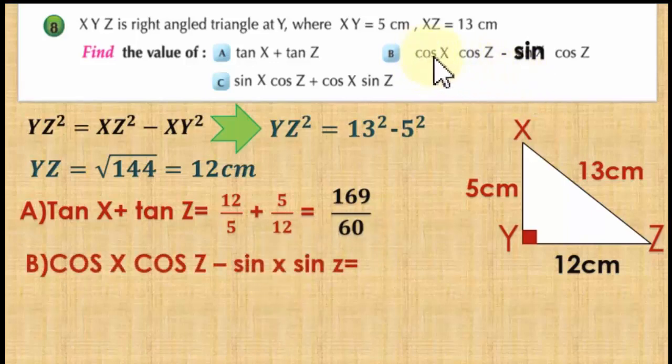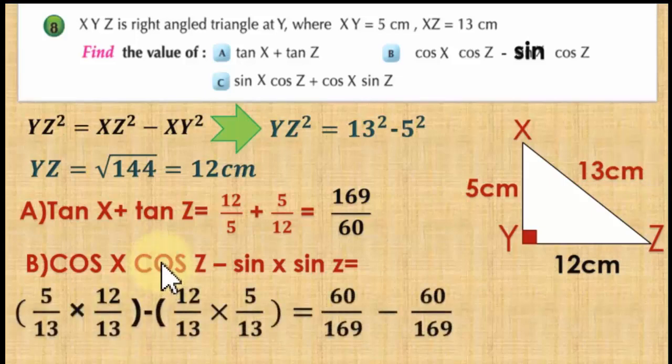Number B, cosine x cosine z minus sine x cosine z. Okay, cosine x equals the adjacent of x over the hypotenuse, 5 over 13, times cosine z, which is the adjacent over the hypotenuse, 12 over 13, minus sine x. Sine x is the opposite of x over the hypotenuse, 12 over 13. Sine z equals the opposite of z over the hypotenuse, 5 over 13.